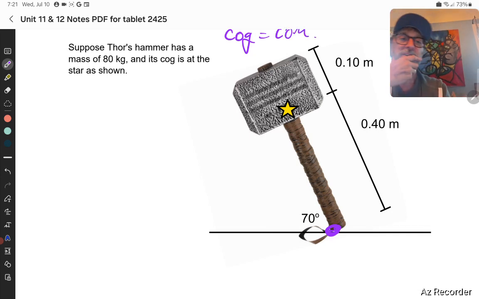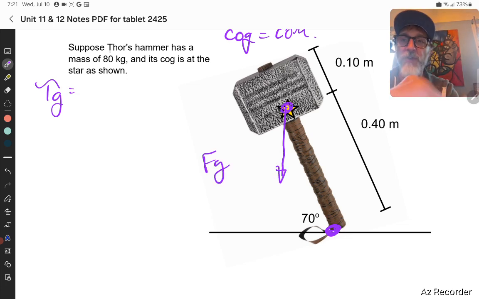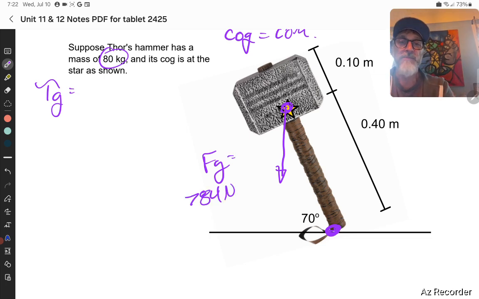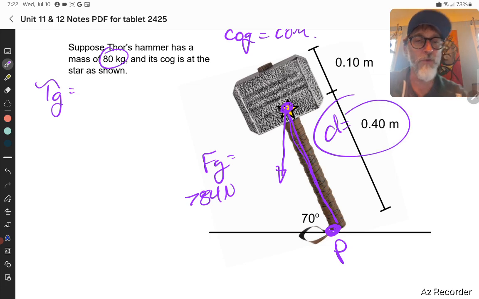Okay, so what we're trying to do here is calculate the torque produced by gravity. This time my force of gravity pulls down. Notice where I put it, at the center of mass. So the force of gravity is just going to be 80 times 9.8, so that's 784 newtons, times my distance. Now my distance is the distance from my pivot point to where the force is applied. So my distance is the 0.4 meters.